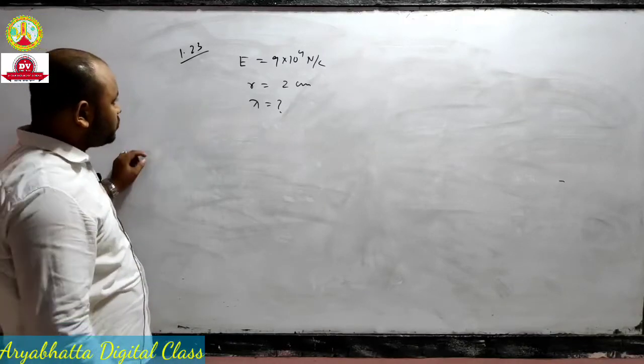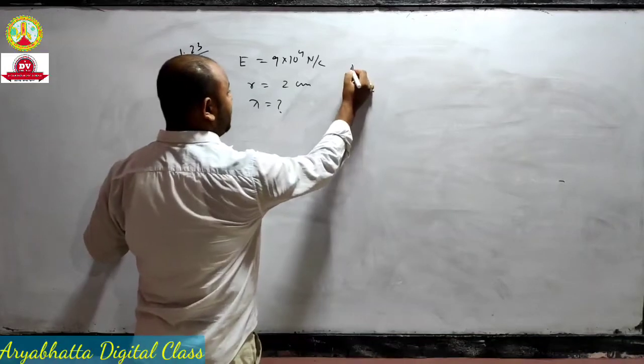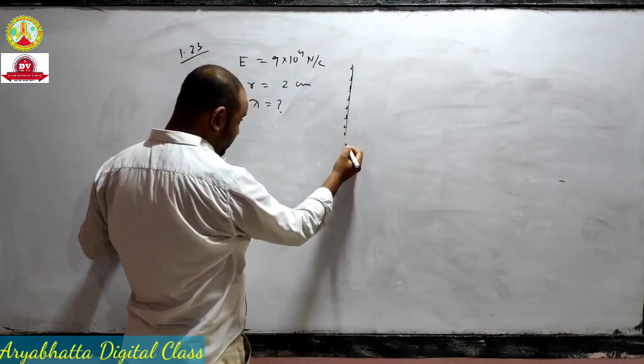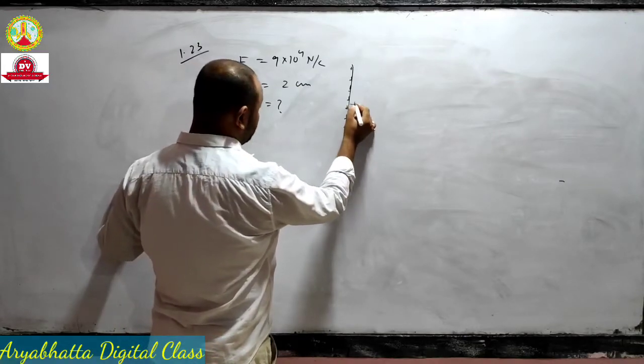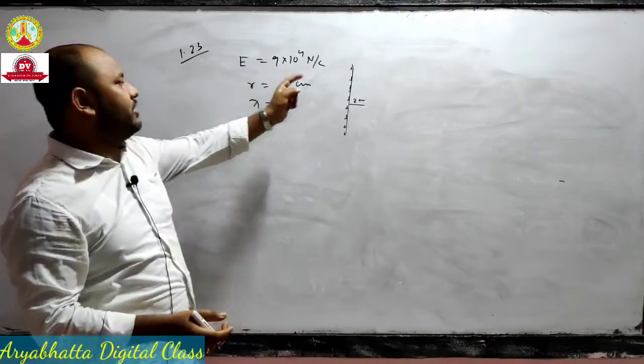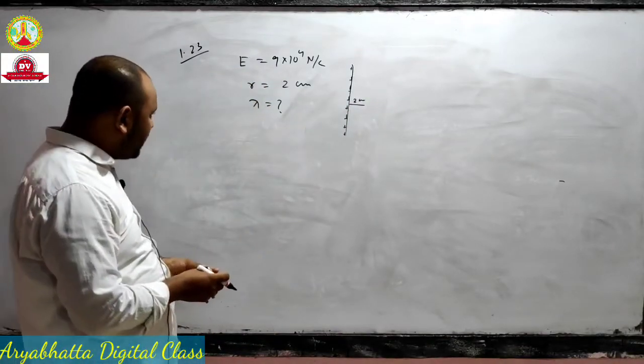So this is a line charge distribution. Suppose over this line the charges are uniformly distributed. At a distance of 2 centimeter from this line charge, the value of electric field is 9 into 10 to the power 4 Newton per Coulomb. We need to calculate lambda here.